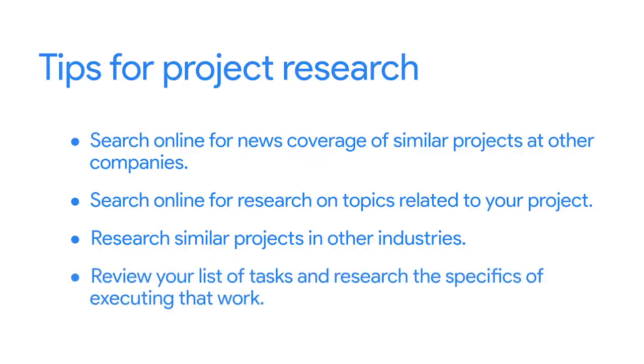Once you've done some initial online research, review the list of tasks that you've identified so far and research the specifics of executing that work. For example, maybe one of the tasks on your list is choosing the tablet model that you'll ultimately install in the restaurants. Are there any smaller subtasks your team will need to complete to decide on a tablet model? Searching online can help to uncover any additional tasks you'll need to account for.